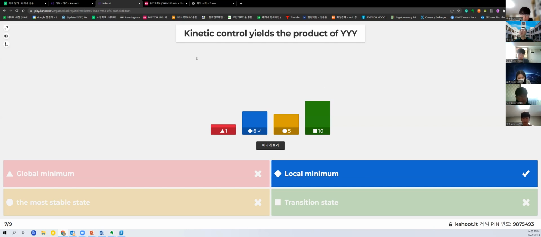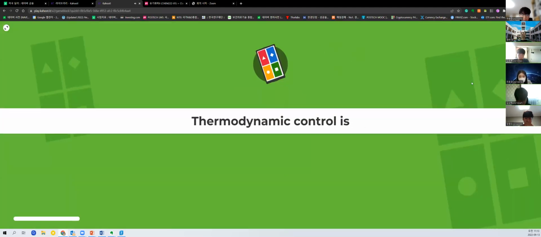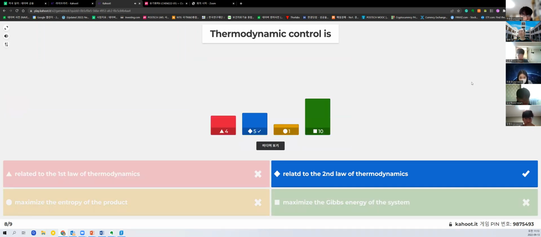Okay, move on. I gave you one question about the kinetic control. Next question is about thermodynamic control. Okay, let's review about thermodynamics, the first law and second law. You guys have learned this in general chemistry or maybe physics. So let's review this. First law. What is the first law? Let's ask Yoon-kyung. What is the thermodynamic first law?